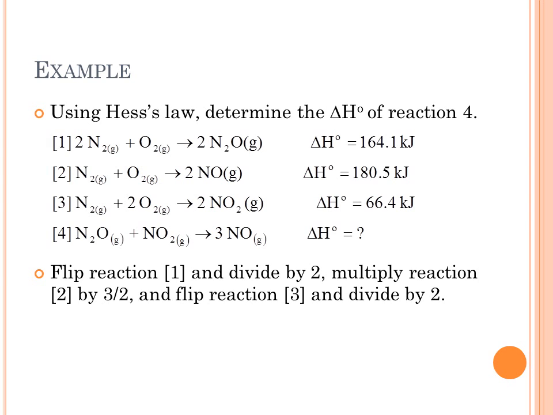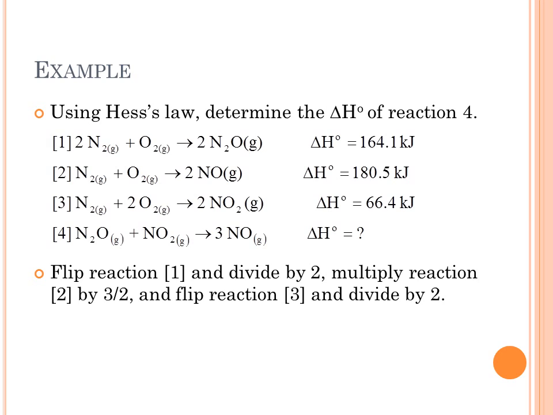We're going to multiply that second reaction by 3/2 to get the coefficient right, because I need 3 NOs on the product side. The NO's on the product side, but it's a 2 coefficient versus a 3 coefficient, so we're going to have to multiply by 3/2. And we're going to flip reaction 3 and divide by 2, because I need to get that NO2 on the reactant side, and it needs to have a 1 coefficient instead of a 2. And we'll do the corresponding things to each of the enthalpies.